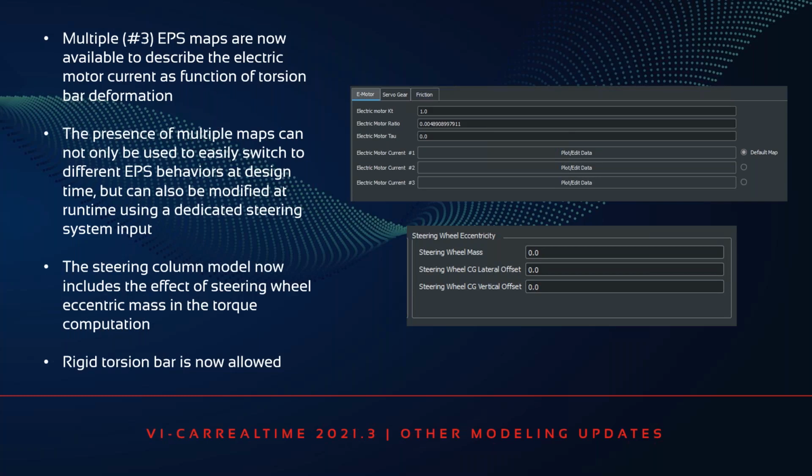Another feature that's been added is eccentricity in the steering column mass. So you can put an offset, both lateral and vertical, that allows you to control the phase and introduce a sort of first order harmonic of the steering wheel versus your steering motion. Another function that was added was the ability to put in rigid torsion bars, which previously you couldn't do because of the way the EPS map was dependent on that.